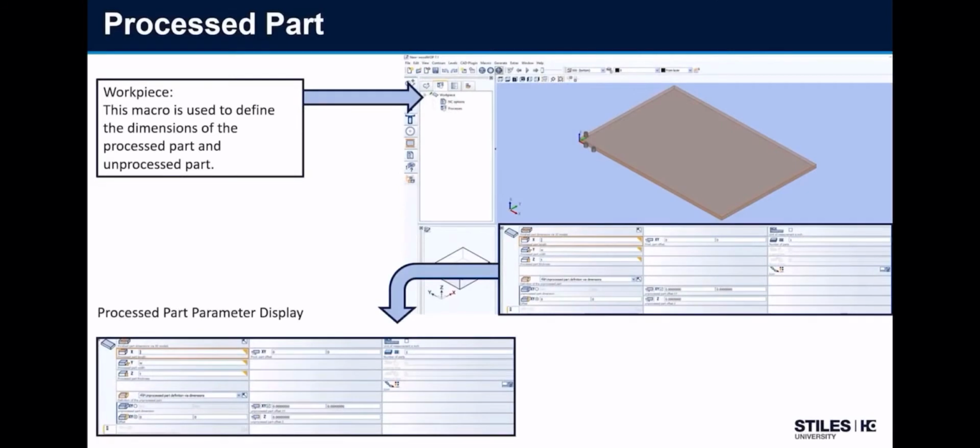When you first open Woodwop, you have the option to input the processed and unprocessed part dimensions within the workpiece macro. Notice the green pencil next to the workpiece macro. The green pencil must be next to the macro you want to edit. This will be something you want to pay close attention to when you first get started programming in Woodwop. The data below the 3D finished process part window will always be the parameter display of the macro the green pencil is next to in your Processes tab.